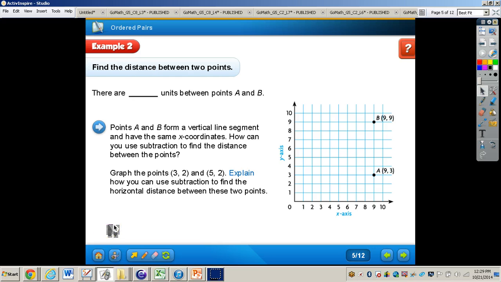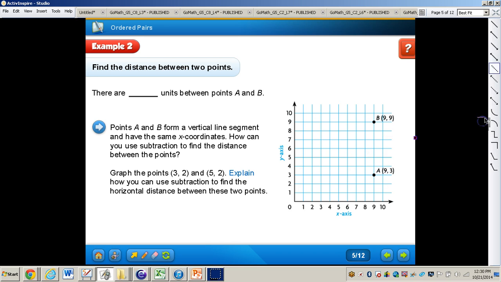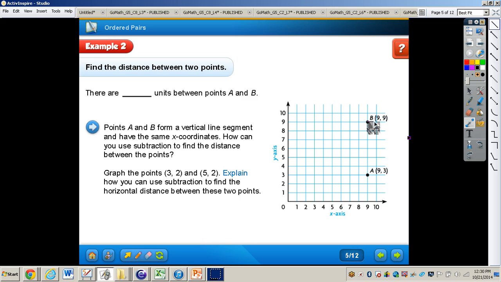Okay, so example 2, let's do this together. It says find the distance between 2 points. Now you can find the distance between 2 points when the points are along the same horizontal or vertical line. Okay, so draw a line segment to connect point A and point B, and count vertical units between the 2 points. So let's do that together between point A and point B. There we go. We have our line segment there.